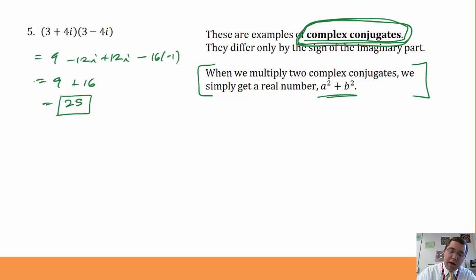That real number I get then is a squared plus b squared. The 3 squared was 9. 4 squared is 16. 9 plus 16 is 25. But you don't have to remember that. You can just FOIL it out.